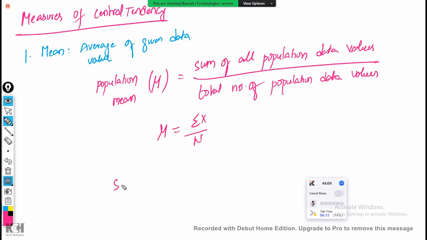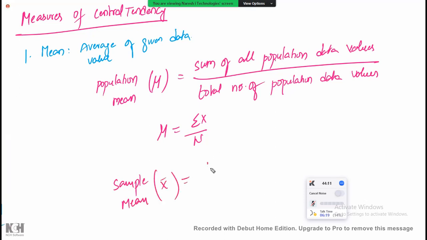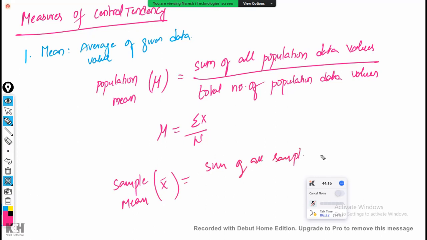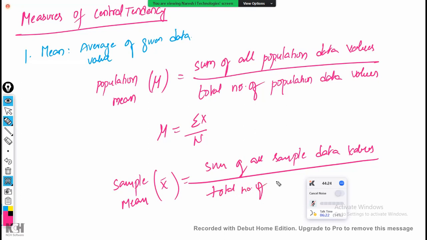For the sample mean, which is x bar, you have to write the word sample instead of the word population. That is, the sum of all sample data values divided by the total number of sample data values, which is nothing but x bar equals sigma x divided by small n. This is called the population mean and the sample mean.